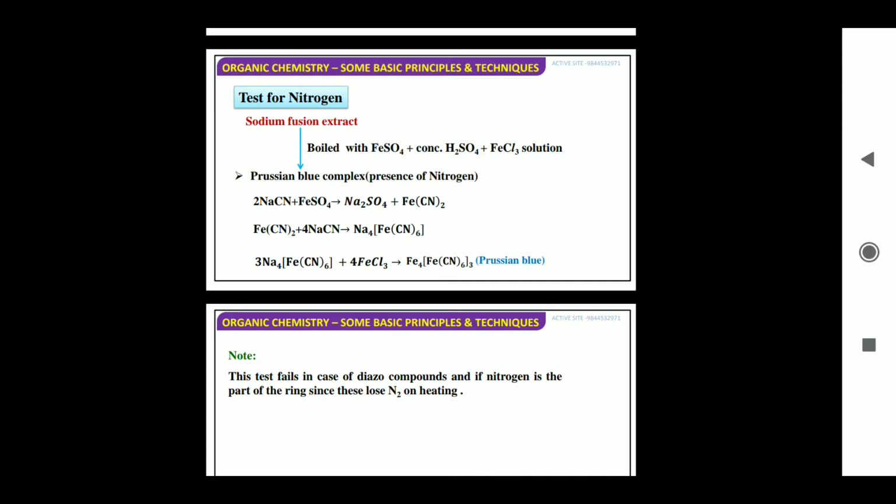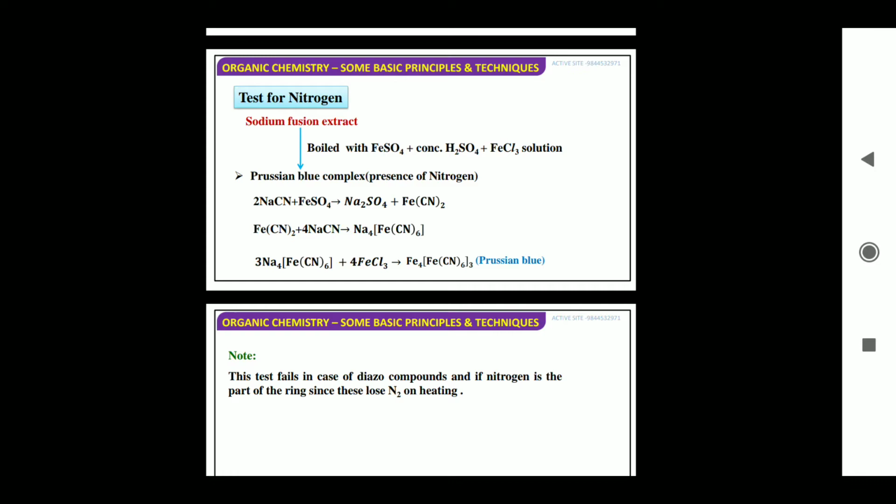Here you can see the sodium cyanide when it reacts with ferrous sulfate, it results in the formation of sodium sulfate and ferrous cyanide. So ferrous cyanide when it reacts with sodium cyanide, it results in the formation of sodium hexacyanoferrate. So this sodium hexacyanoferrate reacts further with ferric chloride and results in the formation of a complex of iron and cyanide, which gives a Prussian blue color, which is a confirmatory test for the nitrogen.